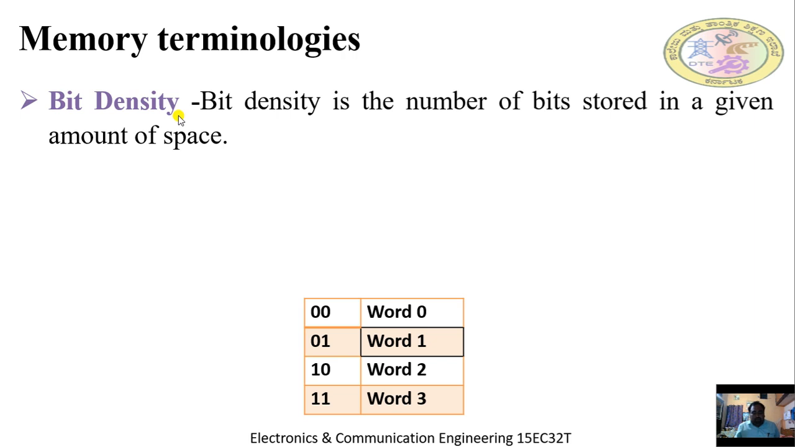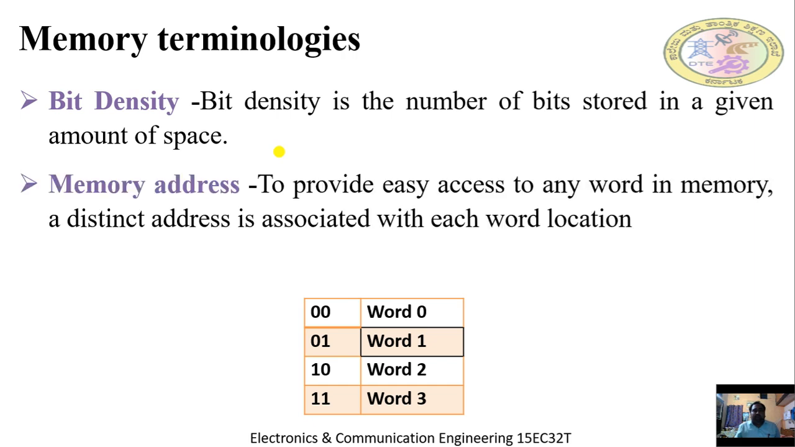When we say that one memory device has greater density than another, it means that device can store more bits in the given amount of space. So if a memory is denser, it is capable of storing more bits in the given amount of space.